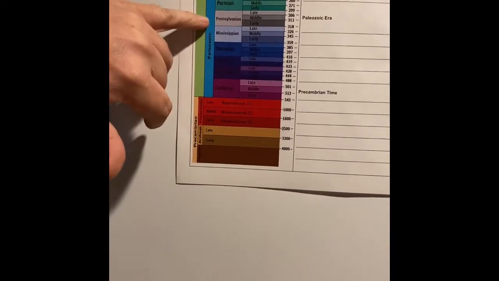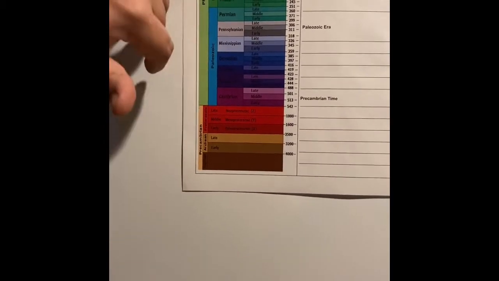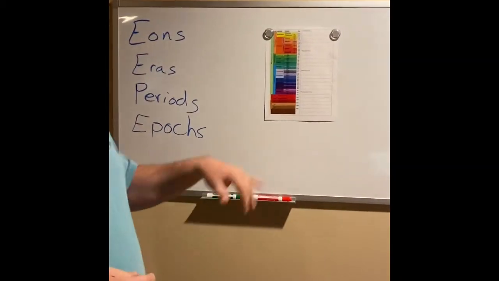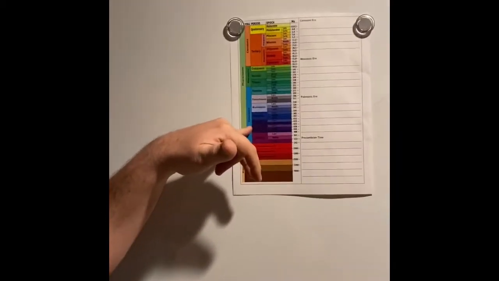Now, the Paleozoic era is the first era in the Phanerozoic eon. The Phanerozoic eon is actually the same eon that we're living in today. We haven't had anything happen which would end the Phanerozoic eon. So we're in the Paleozoic era.